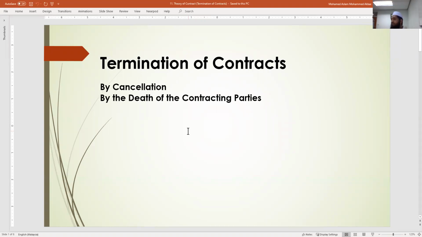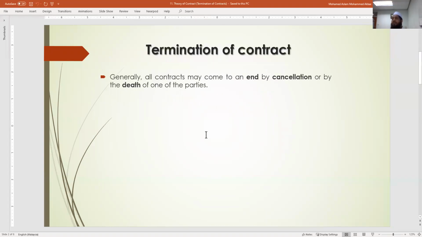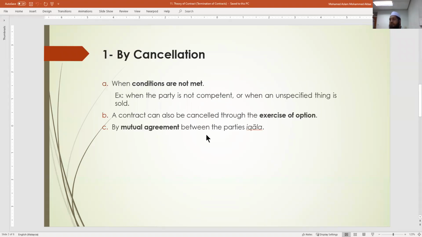With that note, let me show you the slide. Generally, all contracts may come to an end by cancellation or by the death of one of the parties. Cancellation means when the condition is not met. For example, when the party is not competent, or when an unspecified thing is sold.